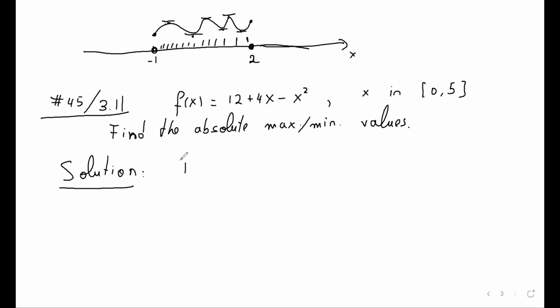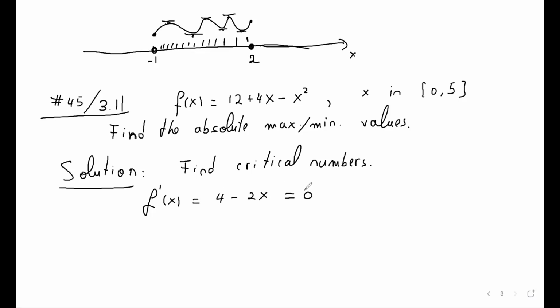All right, so we find the critical numbers. Let's find the critical numbers. Basically, we calculate f prime and set it equal to 0, and that's 4 minus 2x. It's very easy to set it equal to 0, and we can see that there's only one critical number, and that is x equals 2.